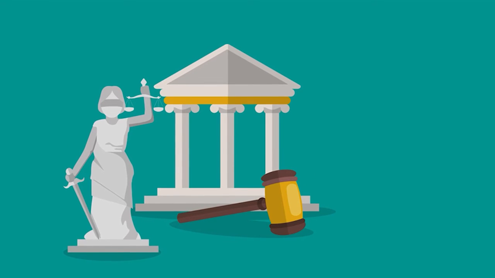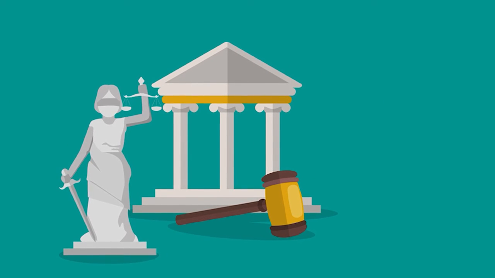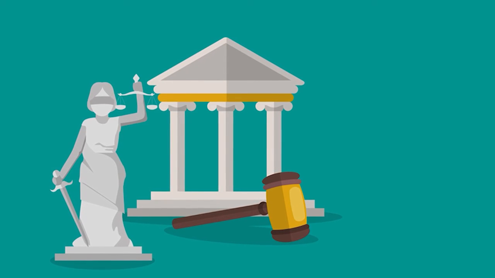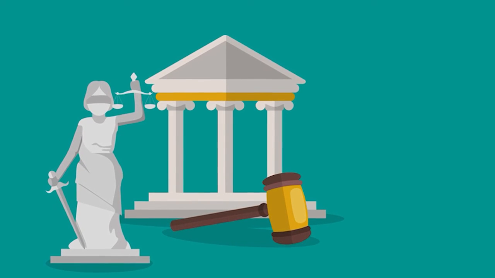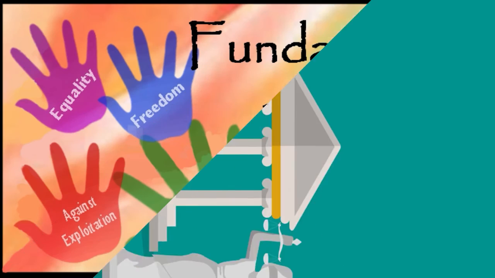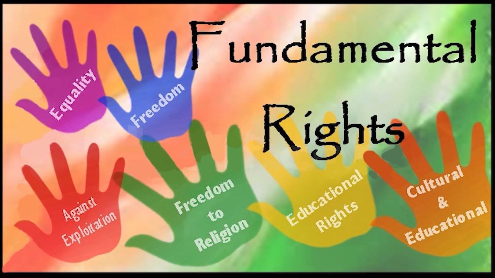Right to constitutional remedies, that is Article 32. The Constitution guarantees the right to move the Supreme Court by appropriate proceedings for the enforcement of the rights conferred by Part 3 of the Constitution. So, these fundamental rights together are a weapon in the hands of the citizens to protect themselves from any abuse of power by the state. These rights act as a check on the powers of the government.